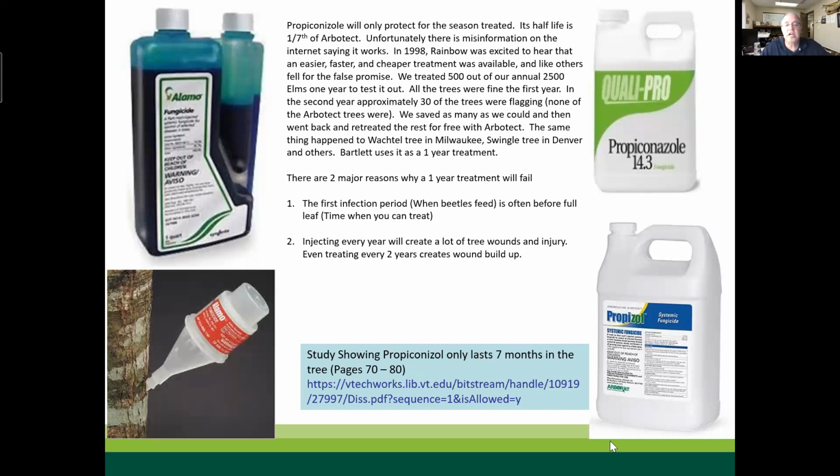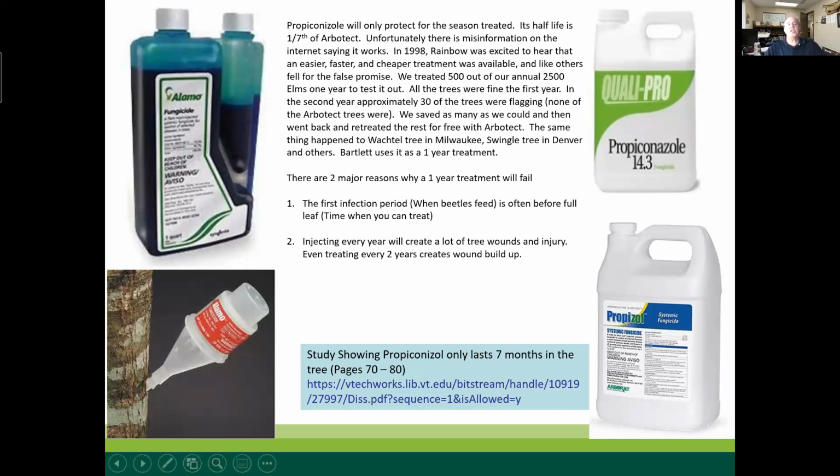There is a study, and if you're looking for it, we can send out the link, but it's Virginia Tech, Blackburn. This is the link to the paper. A master's student went in and literally tested for propiconazole in the tree, and they found that it only lasts for 7 months. And that pretty much backed up what we were finding in the field.